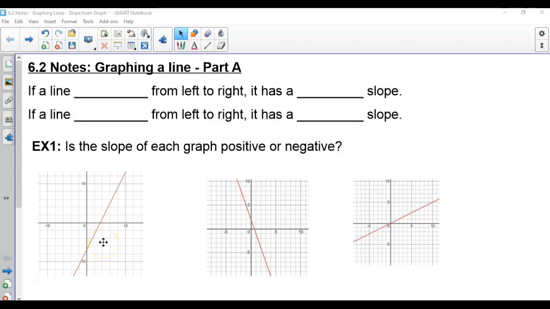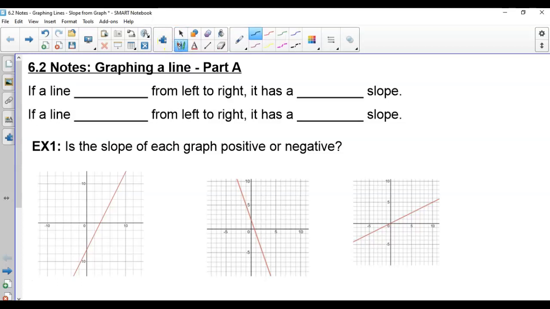This is the next part of 6.2 where we're going to look at the slope of a line from a graph. Our goal here is to be able to graph a line. So the first thing we need to know is what the slope looks like on a graph. And the slope is the same as our rate of change that we looked at yesterday.